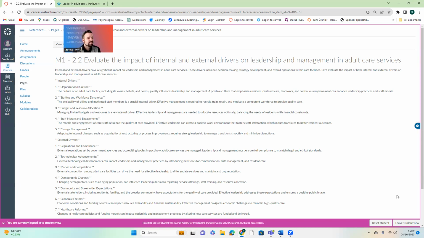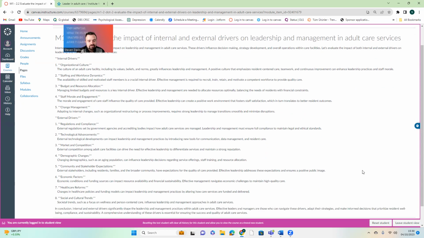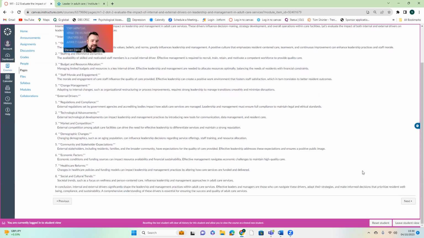Maybe you're trying to fill beds, so you've got a bed block contract. Whatever it is, that will create an organizational culture. So are you target driven and bed driven, or what else is going on there? Staffing and workforce dynamics. So do you look at your talent? Do you make sure that you have the right mix on? How do you manage that? And again, going through some of these other steps there. So just thinking about those internal and external drivers. So again, market competition, demographics, stakeholder expectations, economic factors, health reforms, and social care trends.